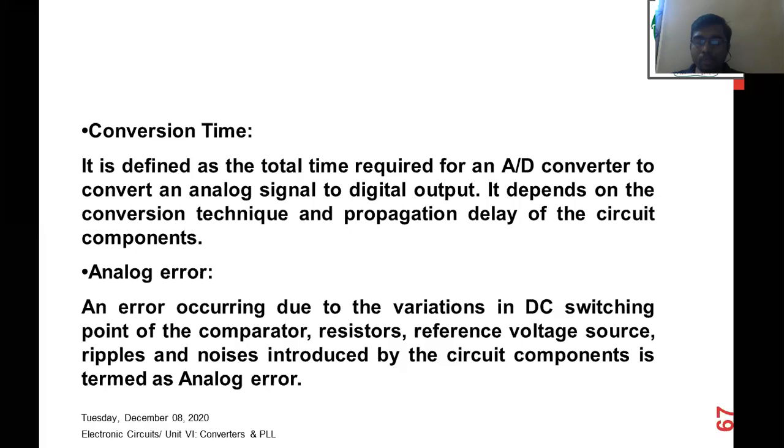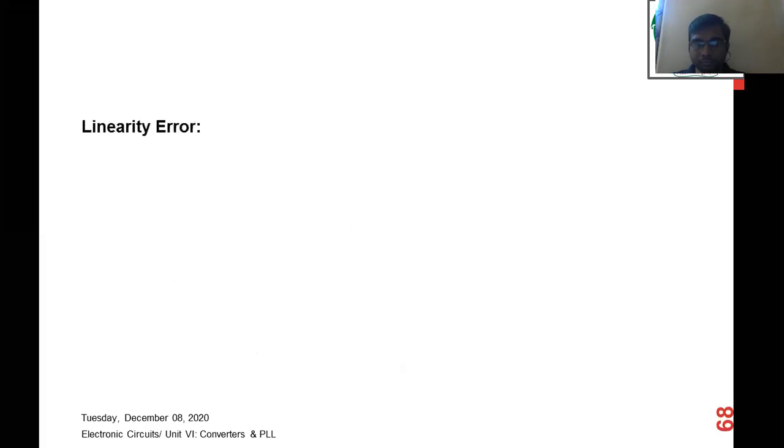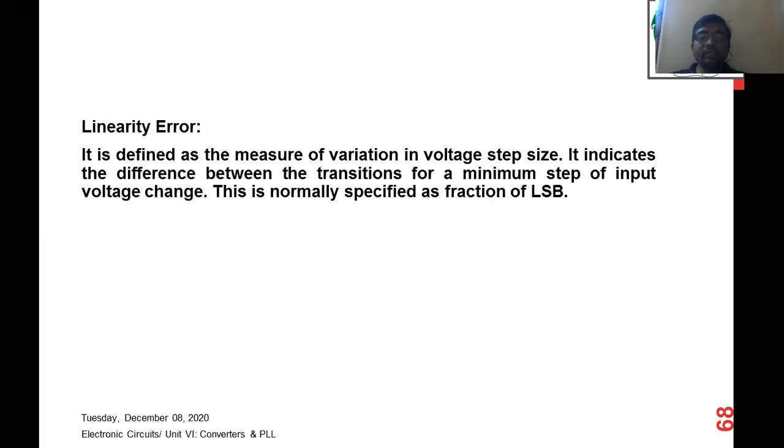Fifth type of characteristic is linearity error. It is defined as a measure of variation in voltage step size. It indicates the difference between the transition for minimum step of the input voltage change, and this is normally specified as a fraction of LSB.